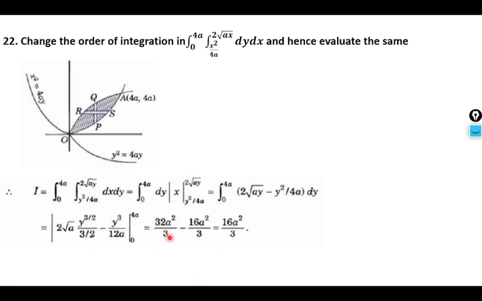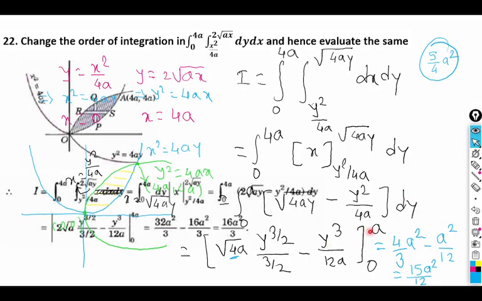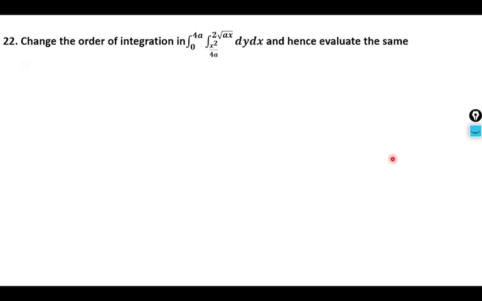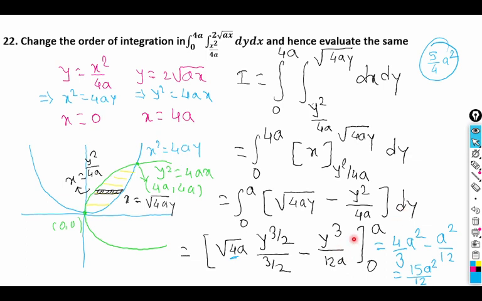32a square. Okay, bracket cube is there. 0 to 4a is the limit. What have we done here? Yes, my mistake is here. Can you see the mistake that I made? I will show you where I made a mistake. So I made a mistake here. Up to here I had written the limits 0 to 4a, and I suddenly shifted to 0 to a.